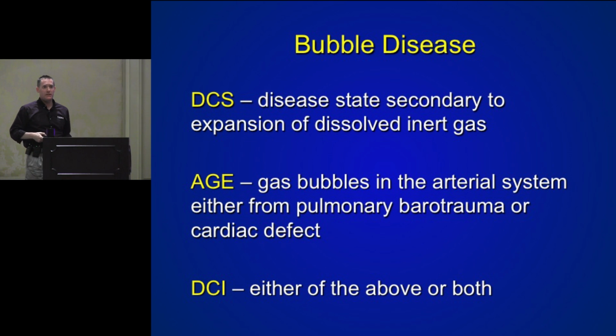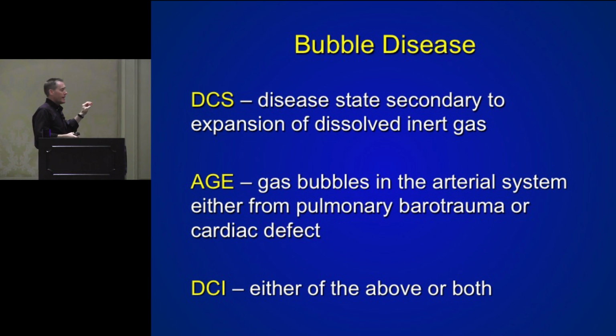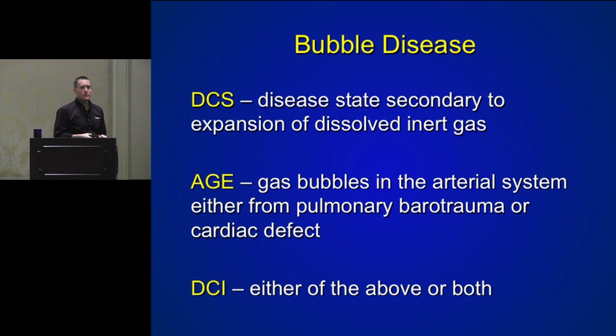So decompression sickness, of course, is a result, as we've heard, of inert gas load. And arterial gas embolism is bubbles in the arterial system, and usually the onset of this is much more acute versus decompression sickness, which tends to be more delayed.